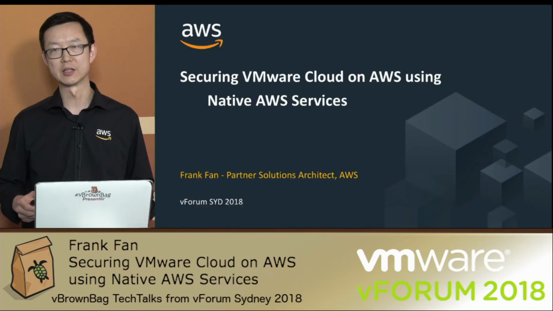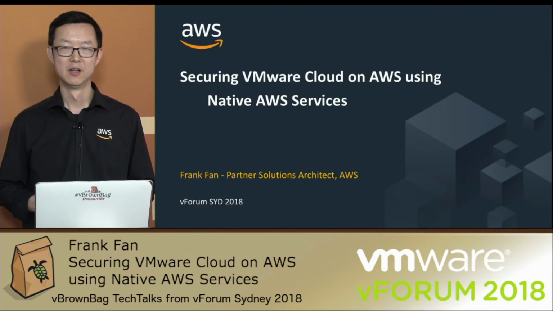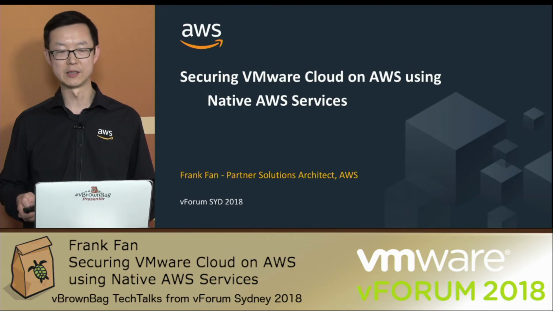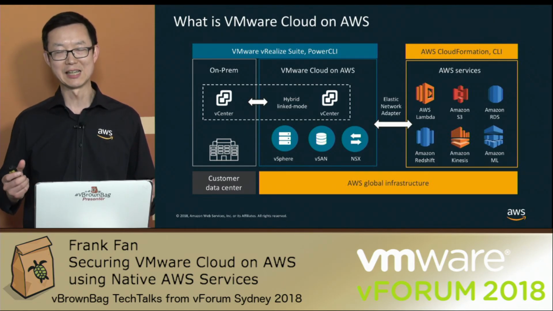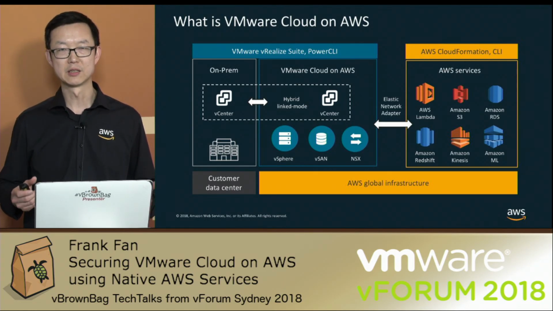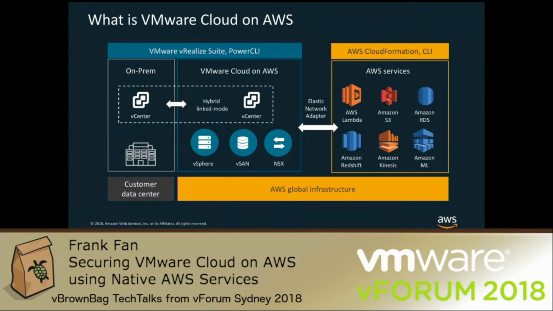In today's talk, I'd like to talk about how to secure VMware Cloud on AWS using cloud-native services. For people who are not familiar with the offering, let's have a very quick overview. VMware Cloud on AWS is a cloud service delivered, configured, and supported by VMware. It's also sold by VMware.